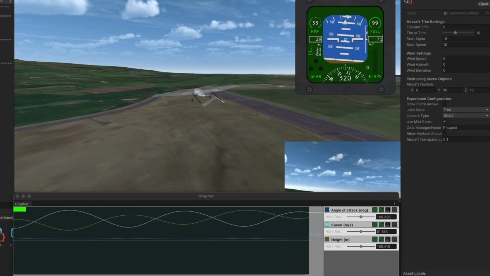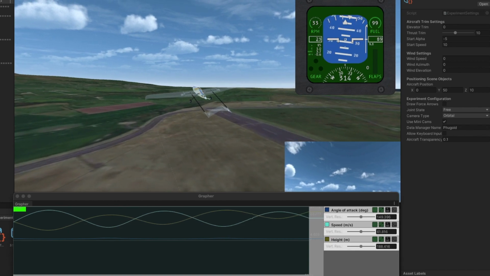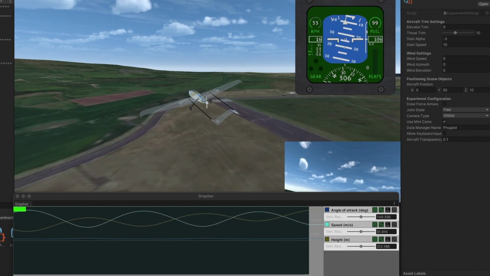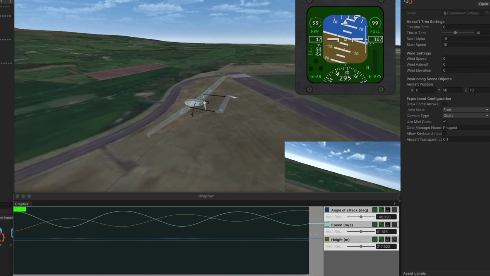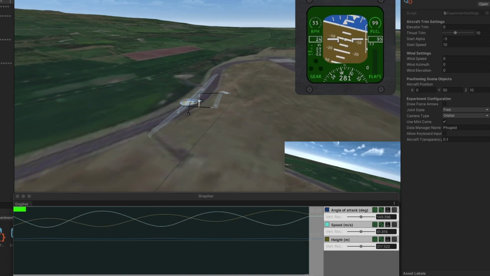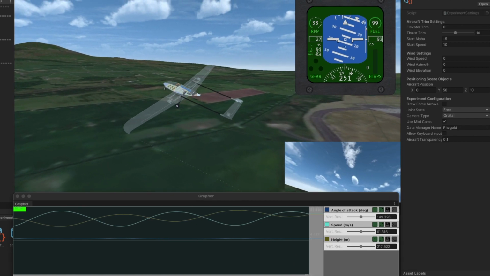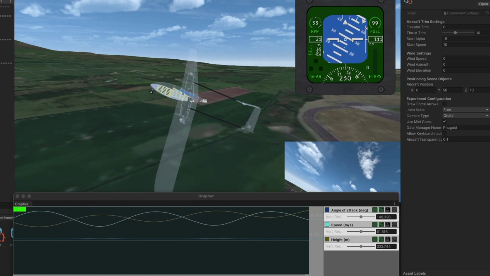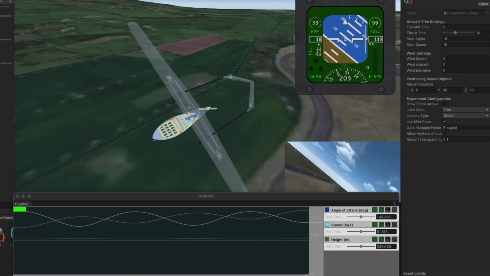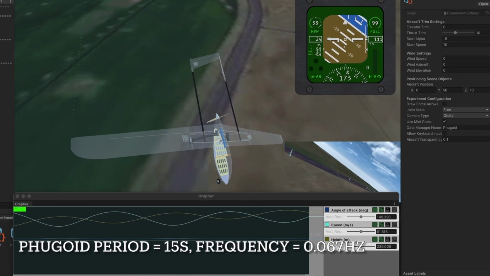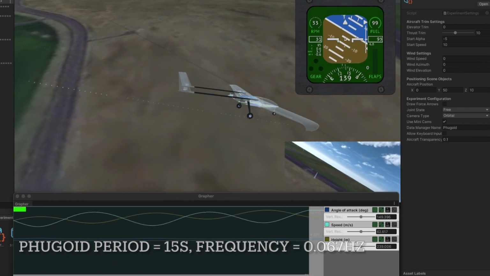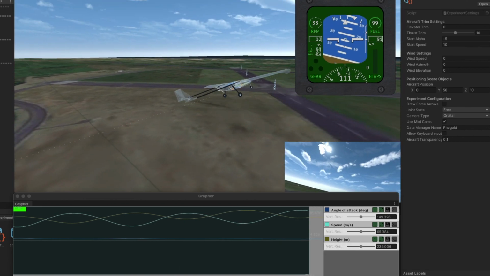The phugoid oscillation can be simulated by trimming the aircraft for level flight and applying an elevator pitch-up moment input, followed by releasing the input. During the oscillation, the angle of attack remains constant, while the attitude and speed of the aircraft fluctuate. The success of the simulation was verified by the live graphing as seen. The period of the oscillation was later determined to be 15 seconds, corresponding to a frequency of 0.067 Hz.